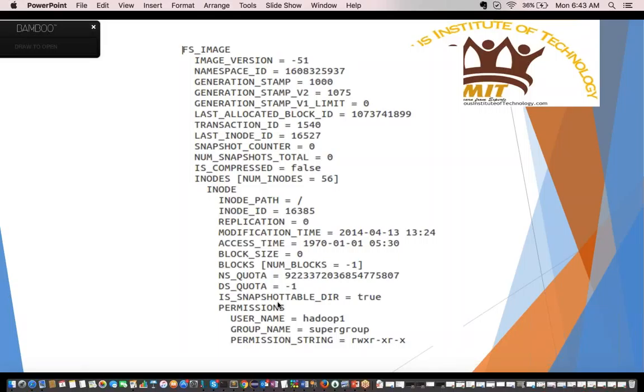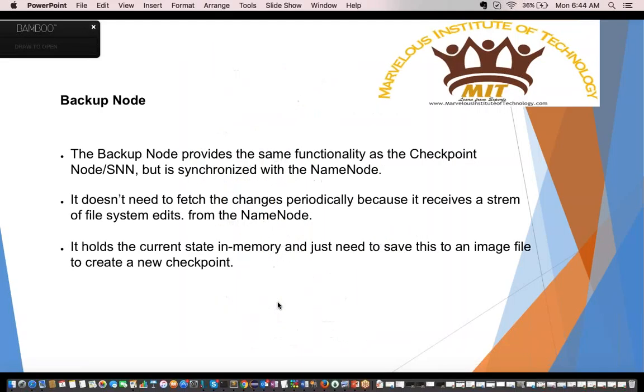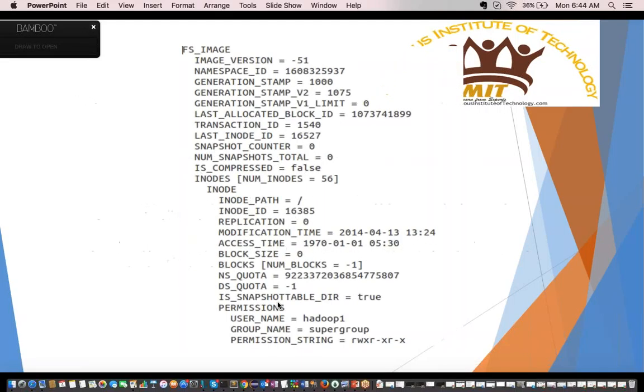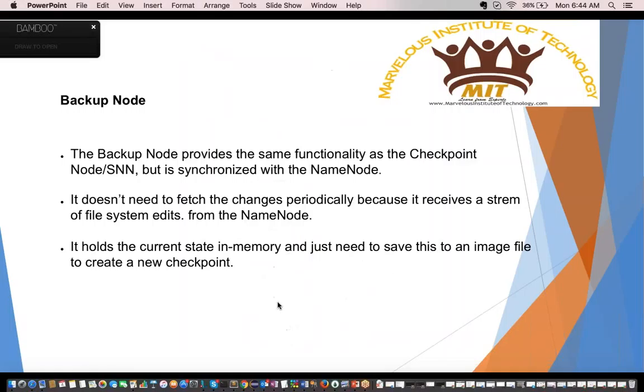Okay. Now we have seen a drawback in the secondary name node, right? What is the drawback? If the name node crashes completely, we are losing some data. Maybe that data may be valuable data. So if we lose that data, we may lose some valuable information, right? To avoid that, in Hadoop 2, we came up with a new node, a backup node. It is a replacement of our secondary name node.